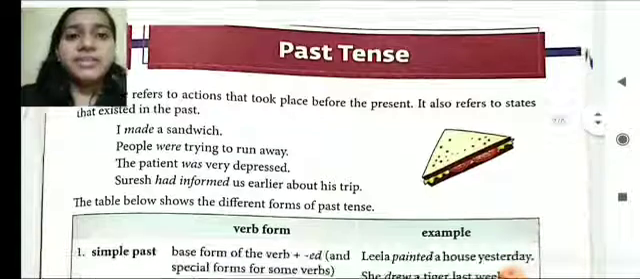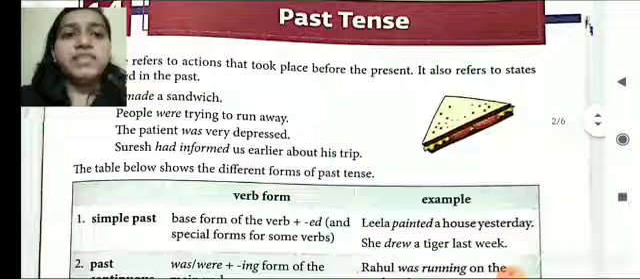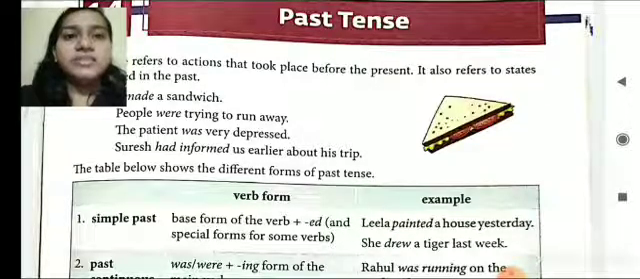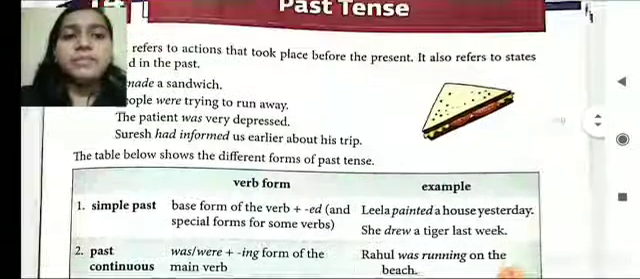For example, I made a sandwich. That means before the present, the action already took place in the past. People were trying to run away. The patient was very depressed and Suresh had informed us earlier about his trip. All of these sentences mention that the action has already taken place.